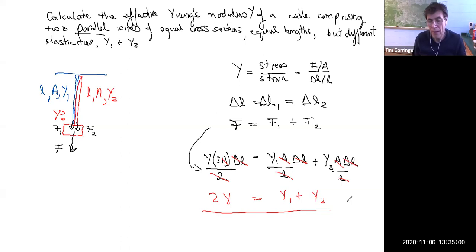Also, if one wire had a much bigger Young's modulus and one wire had a much smaller Young's modulus, the Young's modulus of the cable as a whole is going to be determined by the Young's modulus of the stronger material. The stronger material takes over and handles most of the stress. The stronger material takes over and handles most of the load.